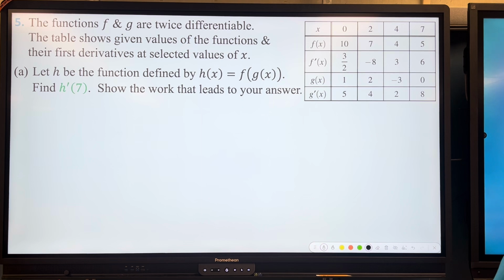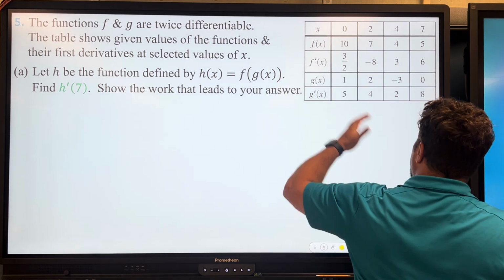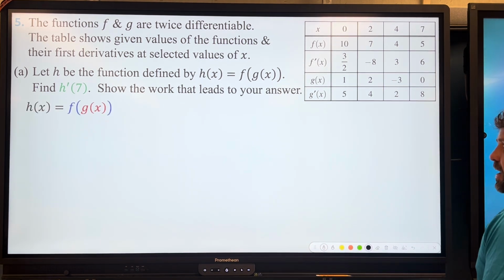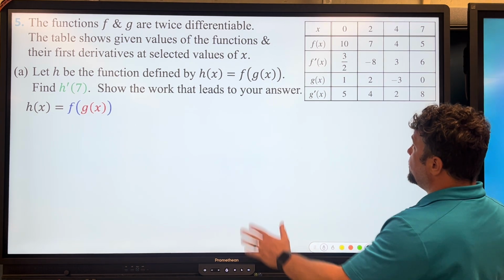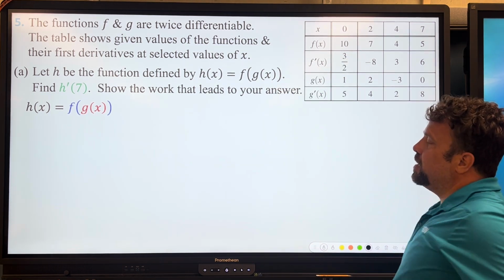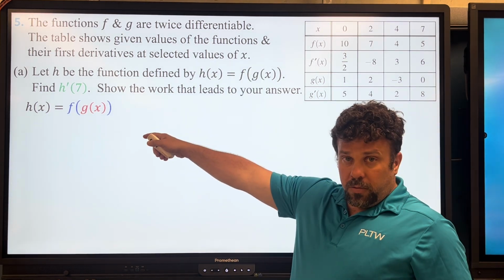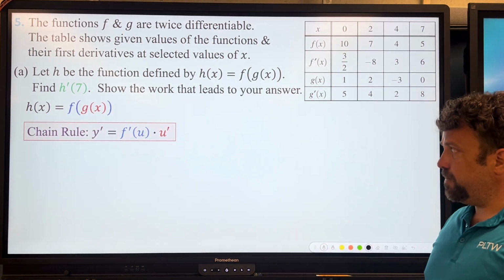Of 7. So we could do this using one simple rule, and that would be our chain rule. We can go back and use our chain rule, where h of x equals f of g of x. Very simple. And then we have all the answers for our chain rule here. Our u, our inside, is g of x, right?